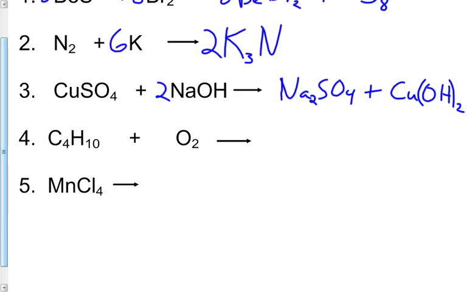Number 4, we've got a combustion reaction, and we have to predict the products. What are always the products? CO2 and water. Always. Give them a mark. 1 for CO2, 1 for water.